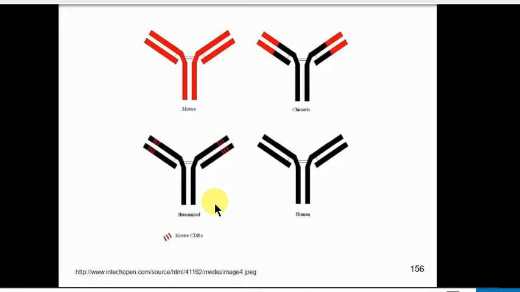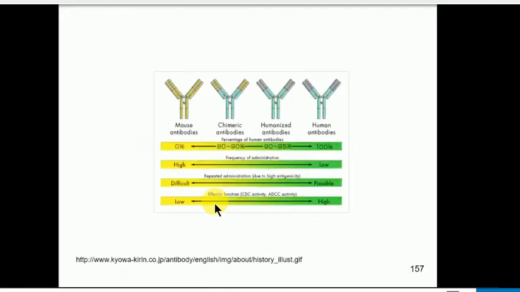And as you move away from the mouse antibody towards the human antibody, they become more and more valuable therapeutically, because you get better recognition by the human immune system of the FC region and less tendency to recognise them as foreign molecules. So that's shown, I think, quite nicely here.